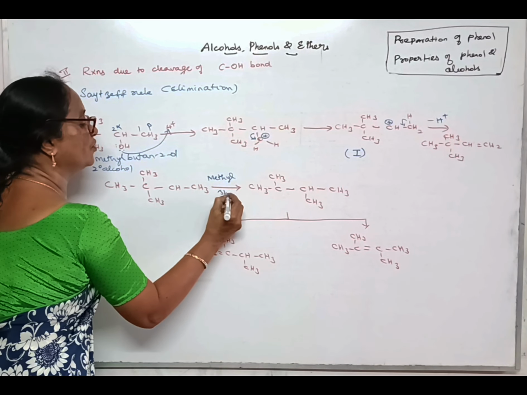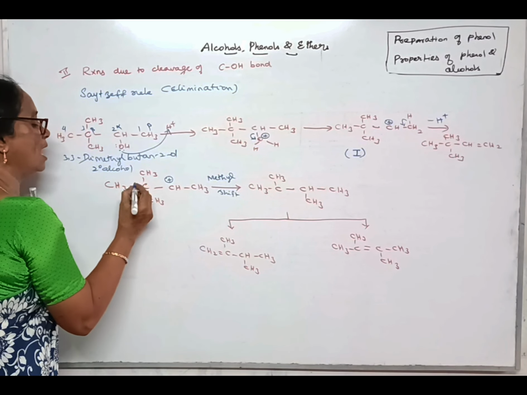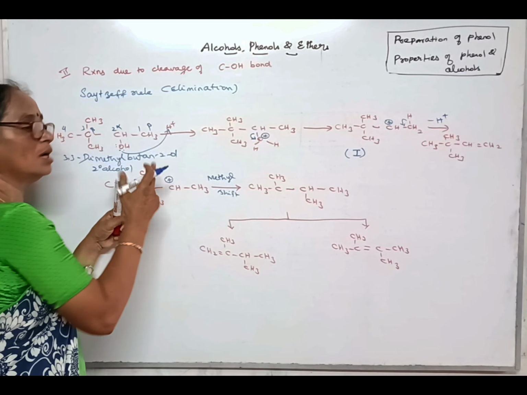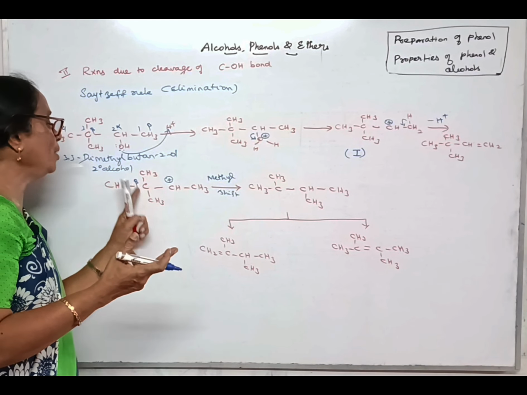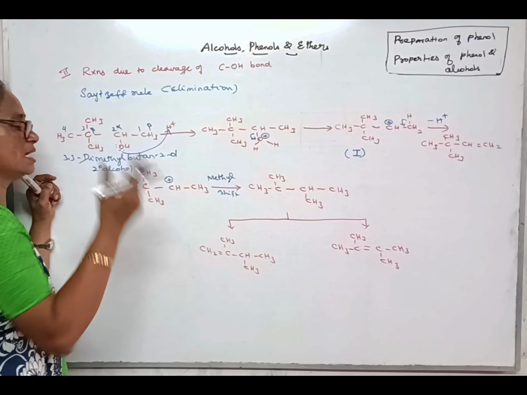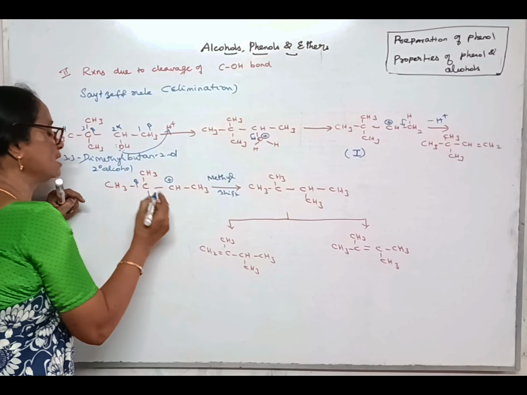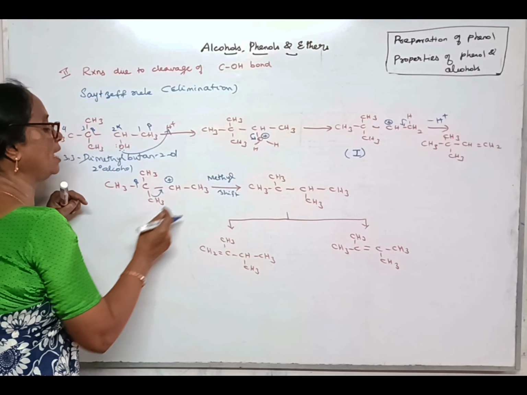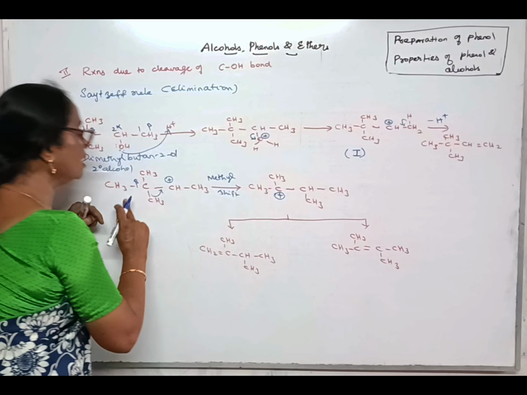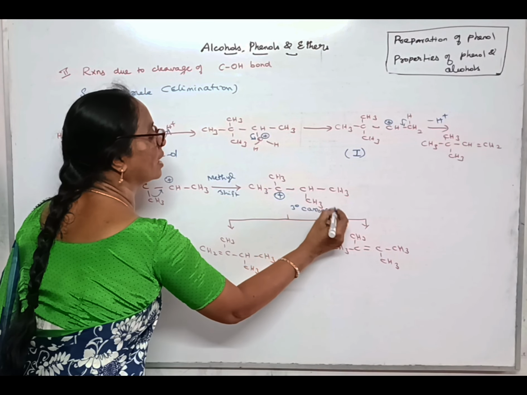How is the methyl shift possible? This is the positively charged secondary carbon, and this carbon, which we call a beta carbon, has no hydrogen atom. From the beta carbon only we have to eliminate the hydrogen. Since the beta carbon has no hydrogen, the positive charge is now shifted over to this carbon. Subsequently, the methyl group shifted over to the secondary carbon. Now the secondary carbocation is converted into a tertiary carbocation.